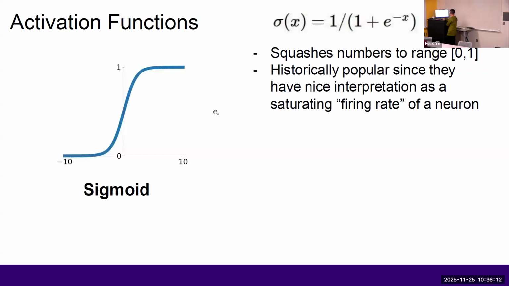So the first thing is the sigmoid activation function. We have seen this sigmoid before. It squashes all numbers to the range of 0 to 1. It used to be very popular because it can mimic how a neuron fires, so it has a good interpretation as the firing rate of a neuron.